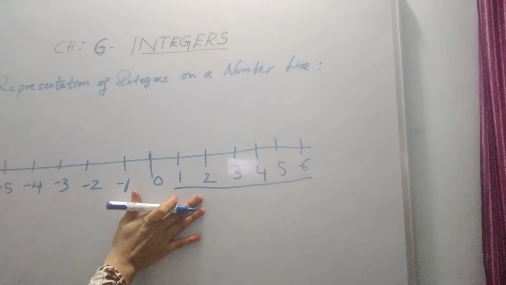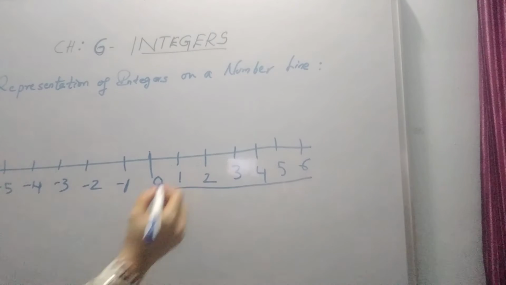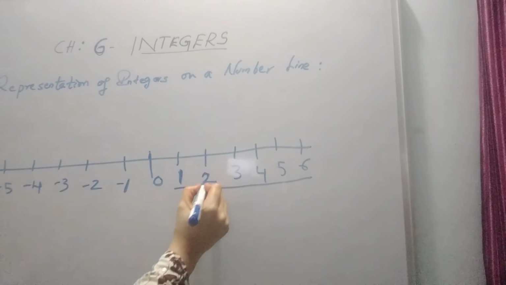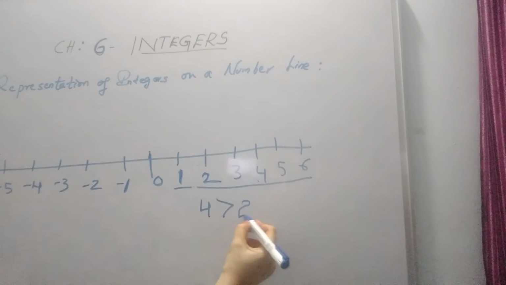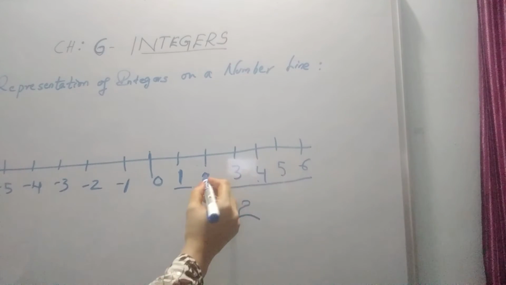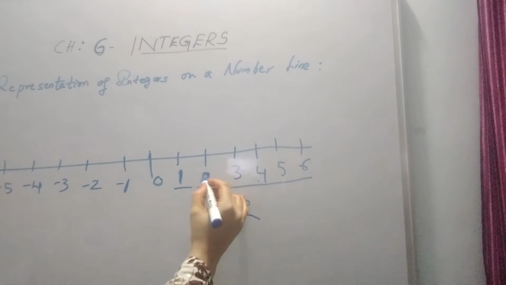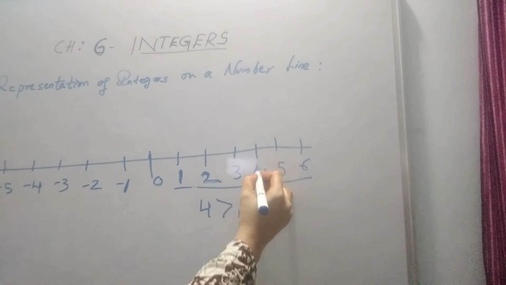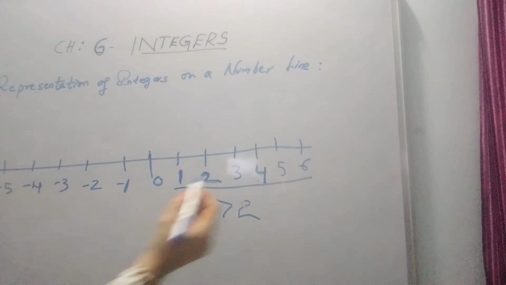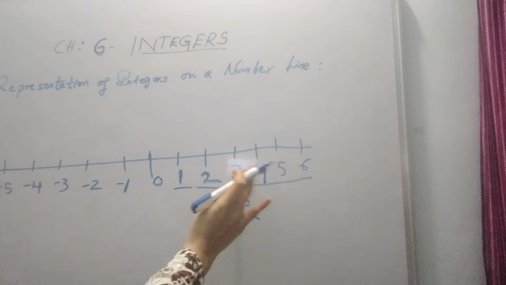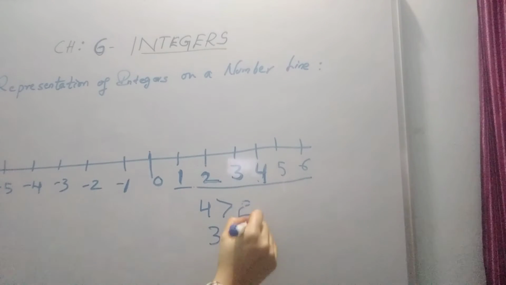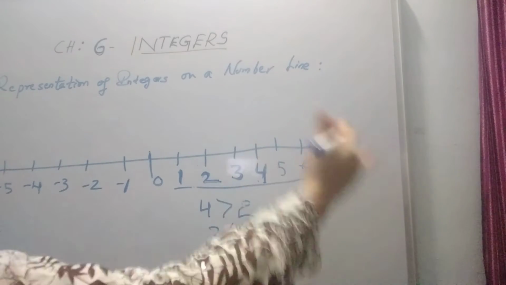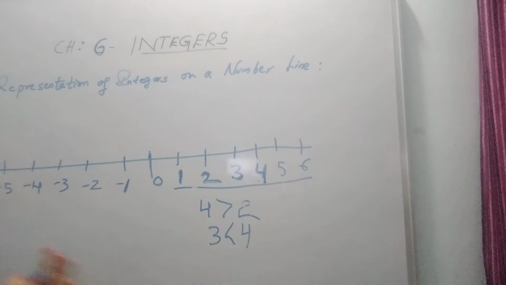Here we have to represent integers like this. Here 1 is smaller. Here 4 is bigger than 2, because 4 is right to the 2. Okay, 4 is right to the 2. 3 is smaller than 4 because 3 is left to the 4. That means right side are bigger numbers and left side are smaller numbers.